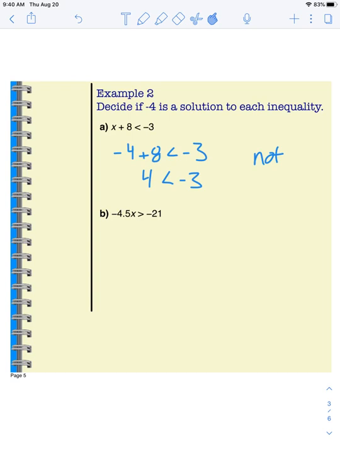And part B, we have -4.5 times x is greater than -21. So we're going to plug in -4 for x. And -4.5 times -4, negative times a negative is a positive. And 4.5 times 4 is going to be 18. So is 18 greater than -21? Yes, it is. -4 is a solution to part B.